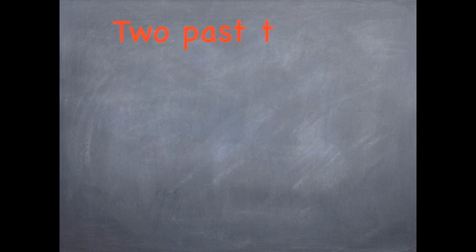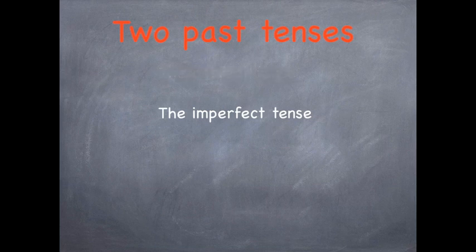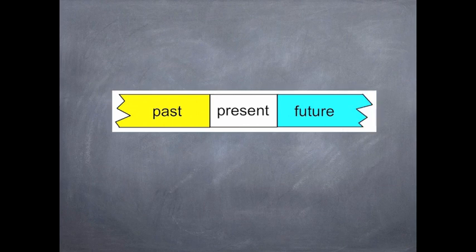There are two important past tenses, the perfect and the imperfect tenses. I covered the perfect tense in the last video, so now I'll look at the imperfect tense. Here's a timeline showing past, present and future.